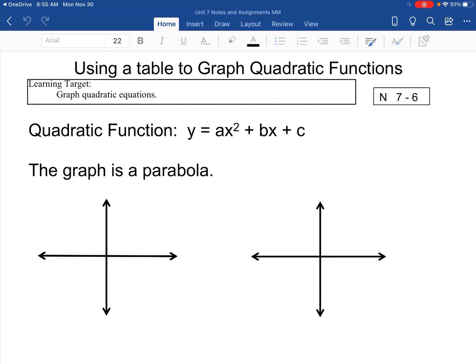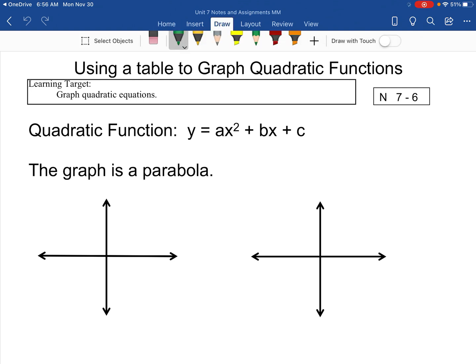Hey guys, today we're going to graph quadratic equations. Let's just talk about quadratic functions for a minute. We have a quadratic function in the form y equals ax squared plus bx plus c, standard form, and the graph is a parabola. Let's talk about some characteristics.